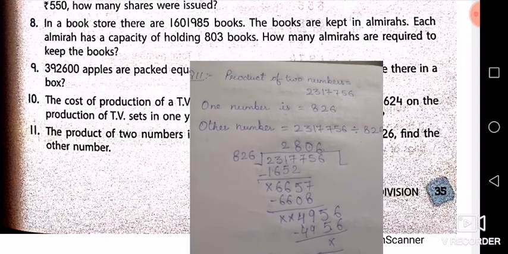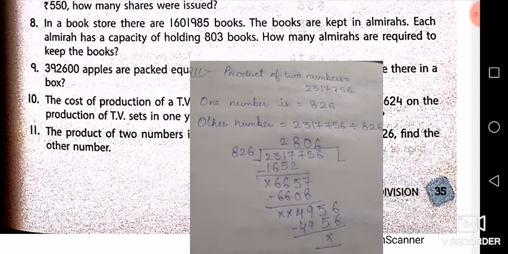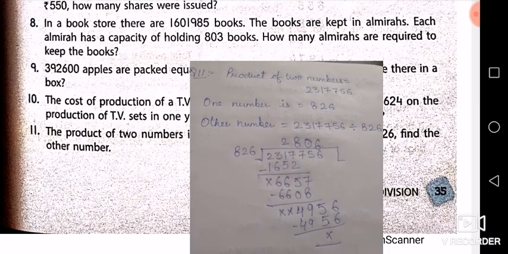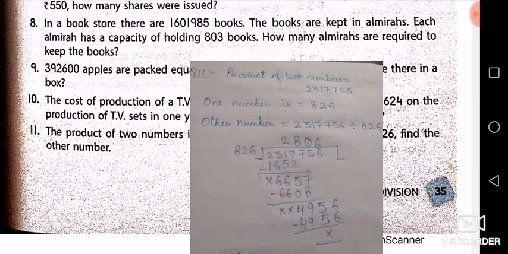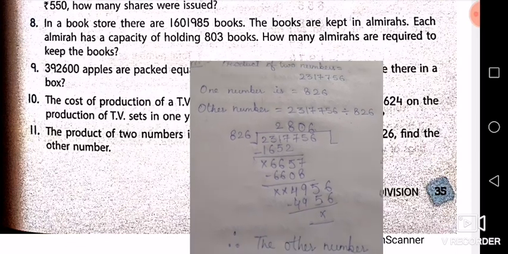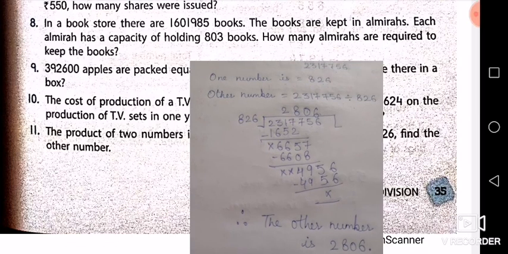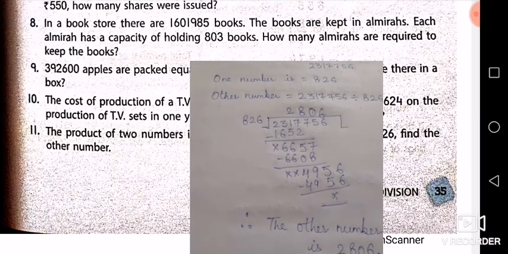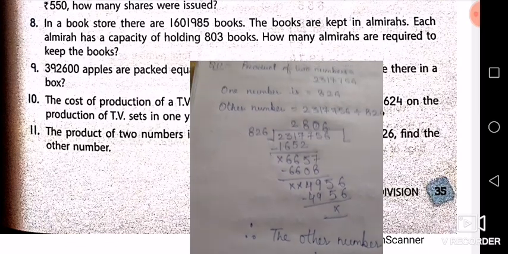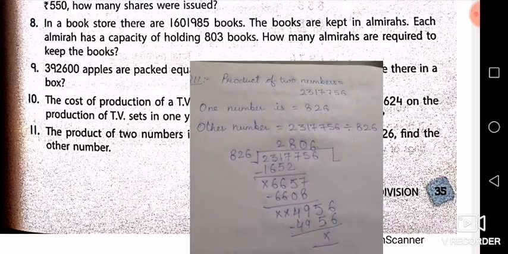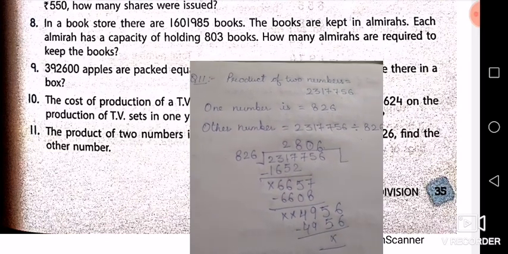The product of two numbers has been given. One number is 826. The other number is, yes, the product will be divided by the first number. After division you will get the other number, that will be your quotient only, 2806. I hope this question is clear to you all. Okay.